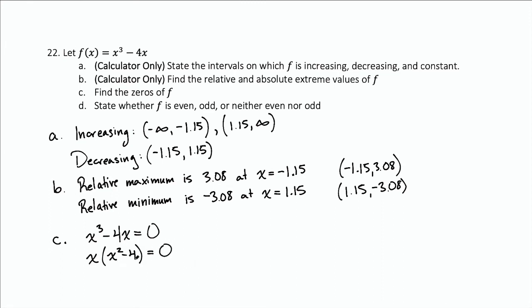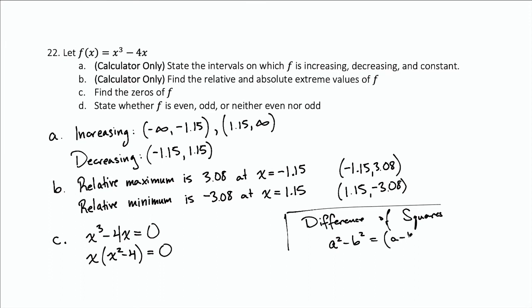Well, x squared minus 4, that should look familiar to you. This is a special form. This is called difference of squares. Just as a reminder, difference of squares is something of the form a squared minus b squared, and it factors as a minus b times a plus b. So this is x squared minus 2 squared. So that factors as x minus 2 times x plus 2.